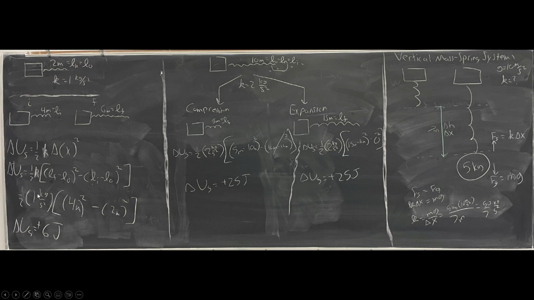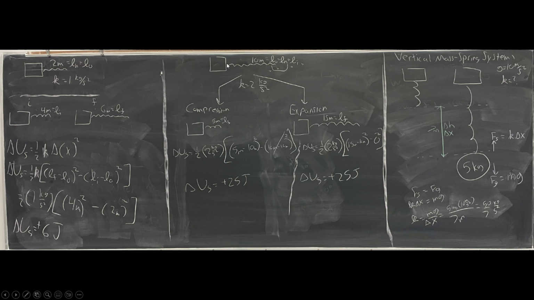Therefore, 1/2 times 1 times the quantity of 4 squared minus 2 squared gets us to 6. And a kilogram times a meter squared divided by second squared is just a capital J joule of energy. So positive 6 joules. We added more potential energy by expanding our spring even further past its resting position.